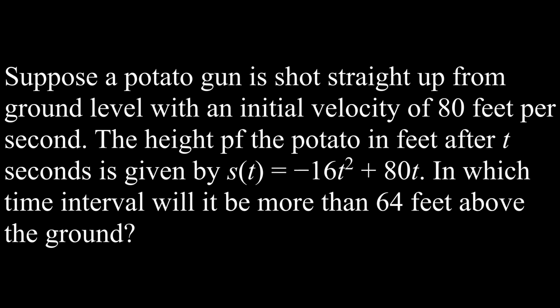Suppose a potato gun is shot straight up from ground level with an initial velocity of 80 feet per second. The height of the potato in feet after t seconds is given by s of t equals negative 16t squared plus 80t. In which time interval will it be more than 64 feet above the ground?